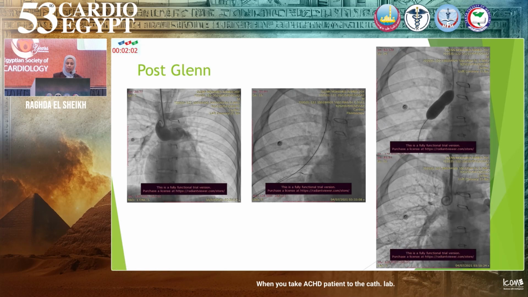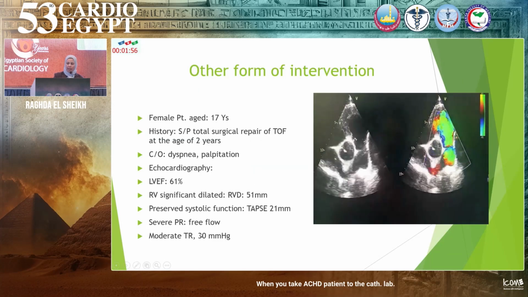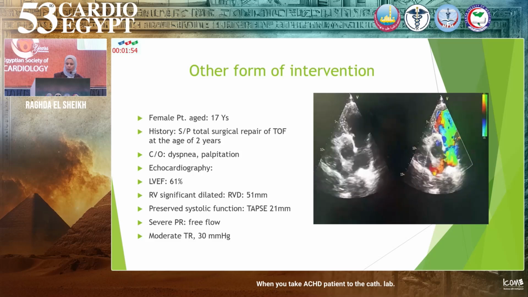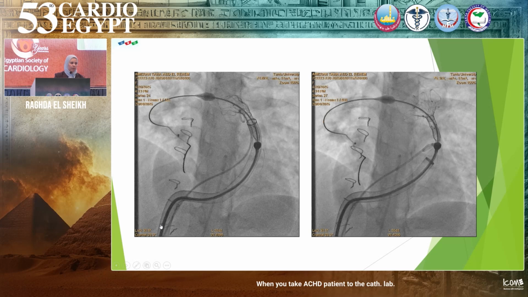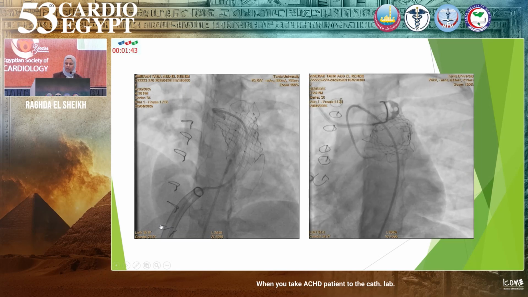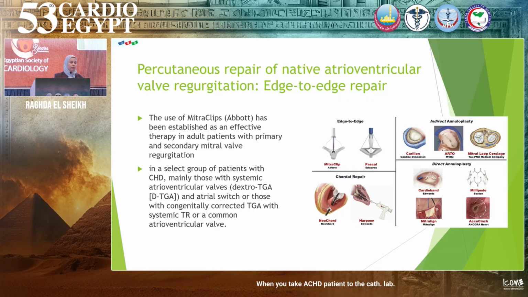We can do pulmonary valve implantation, which is a new era after tetralogy of Fallot. We can appreciate the free flow across the pulmonary valve. We take the patient to the cath lab and put in one of the types of pulmonary valves now available in Egypt. We have the Venus P valve, Sapien valve, and Myval. And the results are very good.